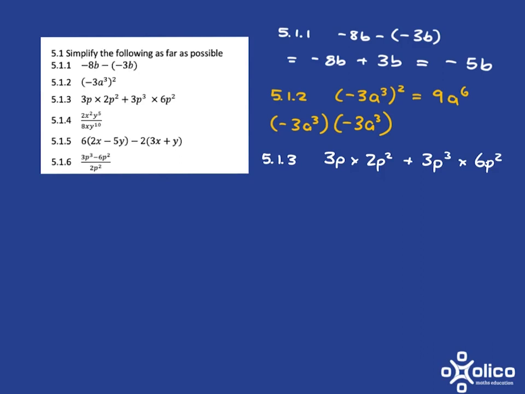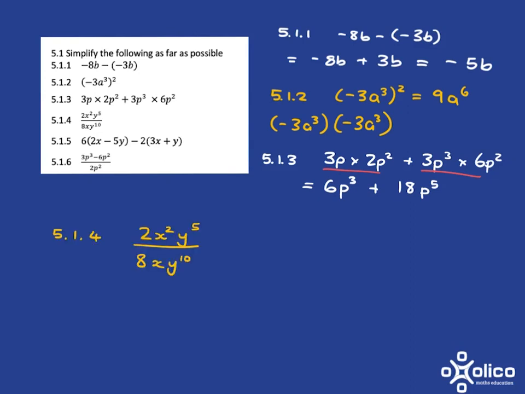Okay, in this next one we've got multiplication and addition. So using our BODMAS, BEDMAS, whatever you want to call it, our order of operations tells us we must do the multiplying before we do the adding. So here we have 3 times 2 is 6, and p times p squared is going to be p cubed. And then 3 times 6 is 18, and p cubed times p squared is p to the 5.